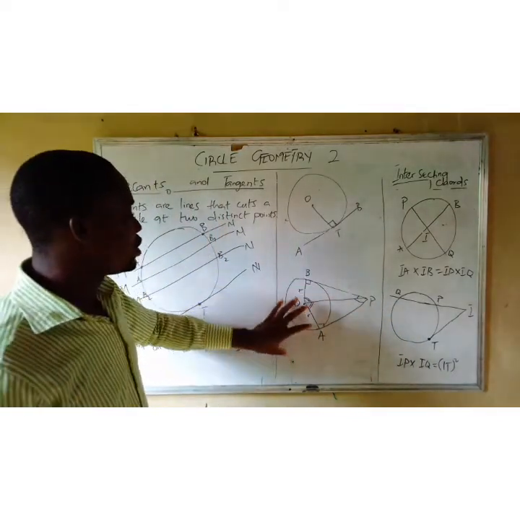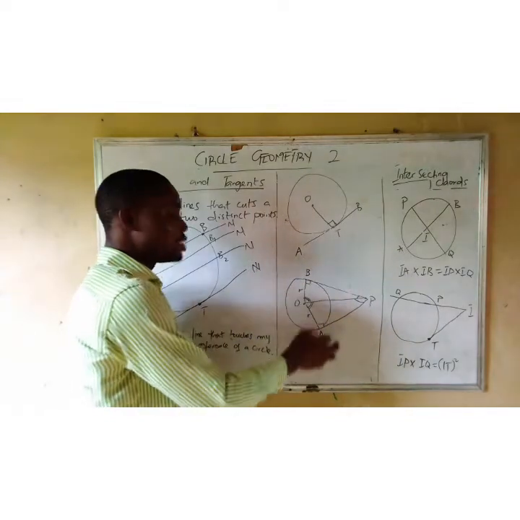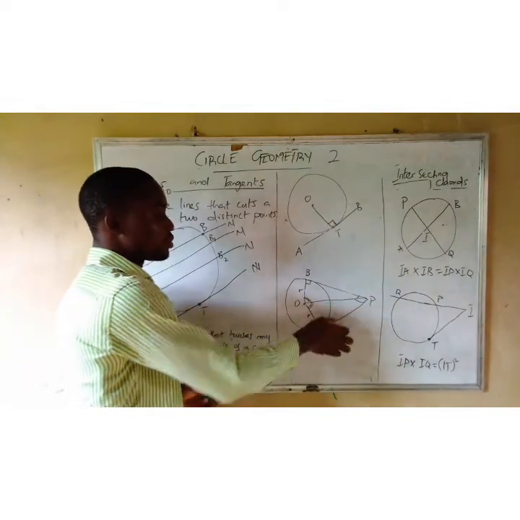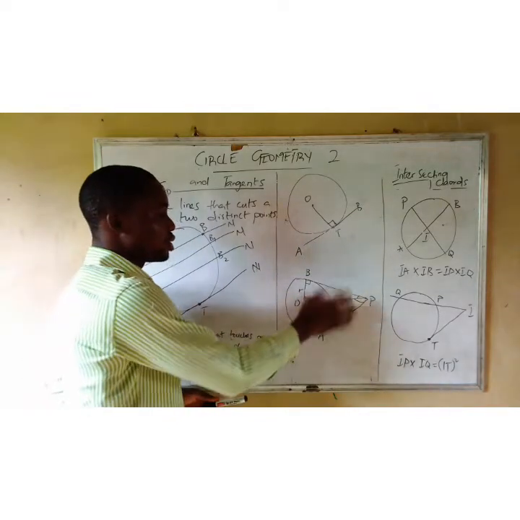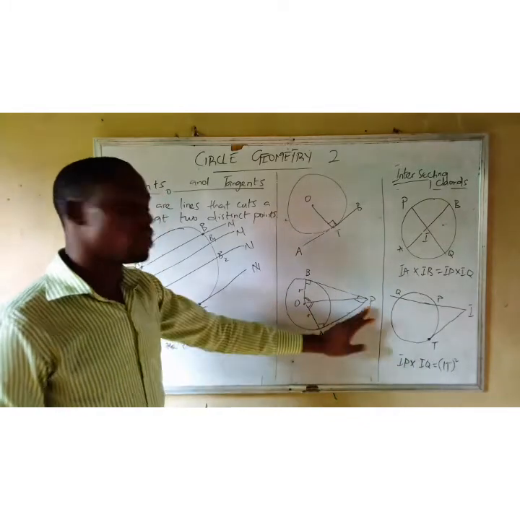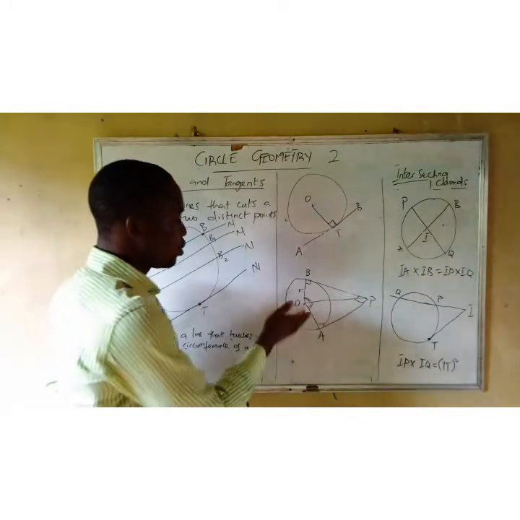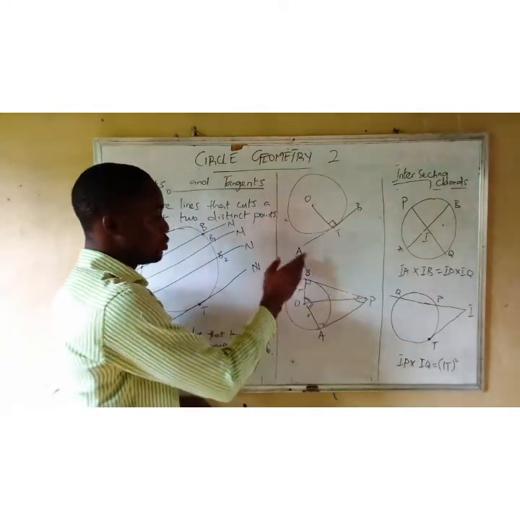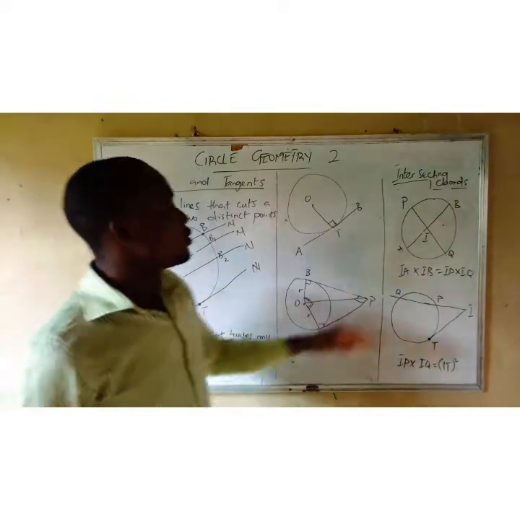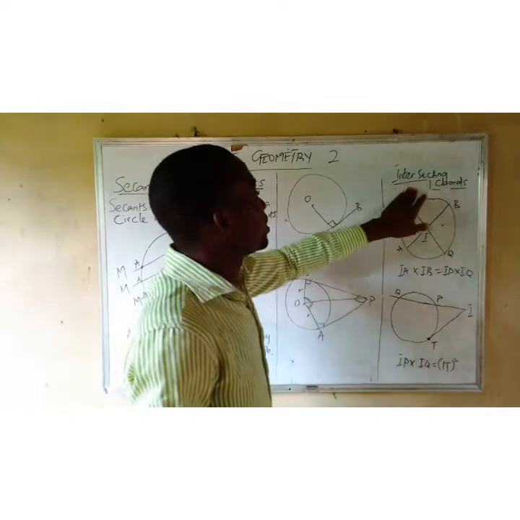Now one of the parts of this theorem is that given two tangents, the tangents will be equidistant. That means the tangents will have equal length. So that means BP is equal to AP in this case. And since that is so, we have OP to bisect BPA.